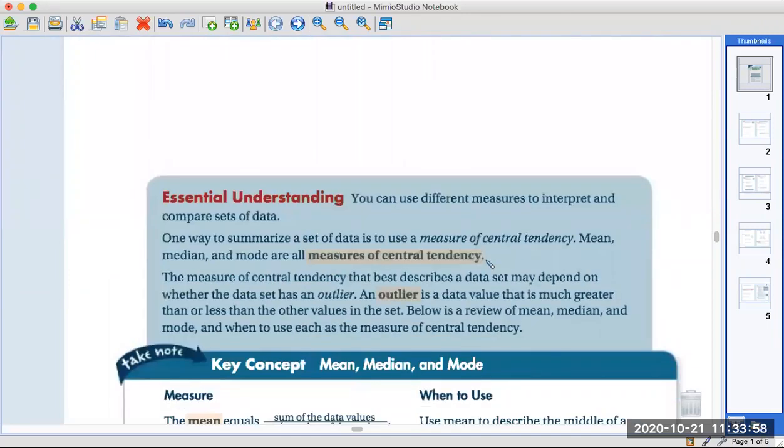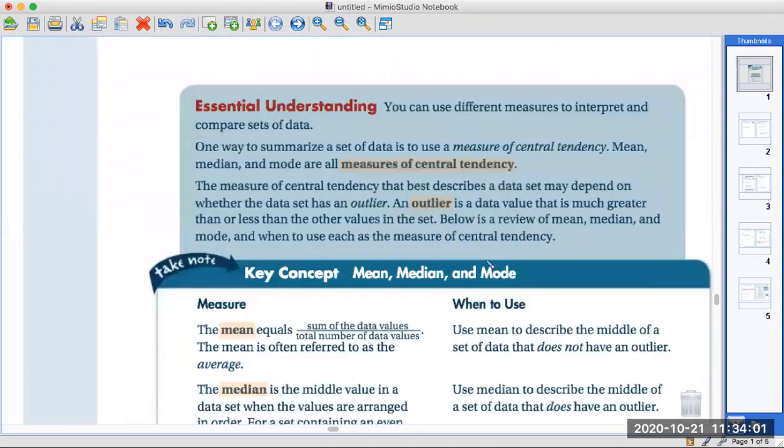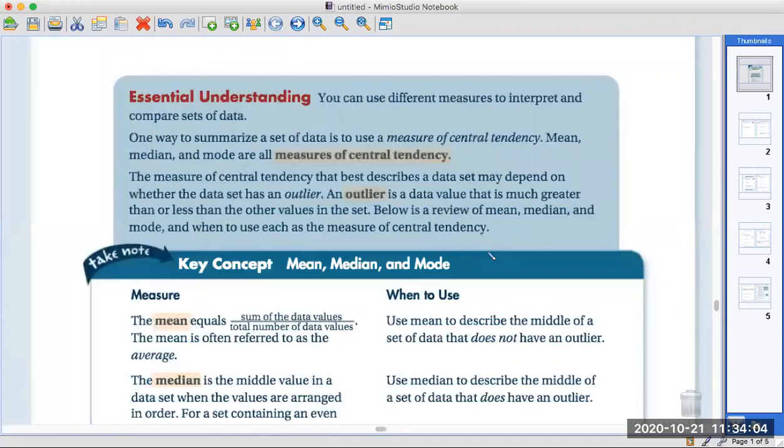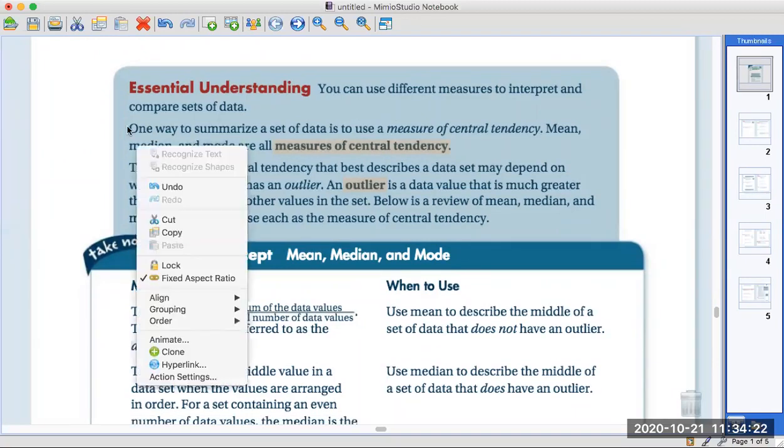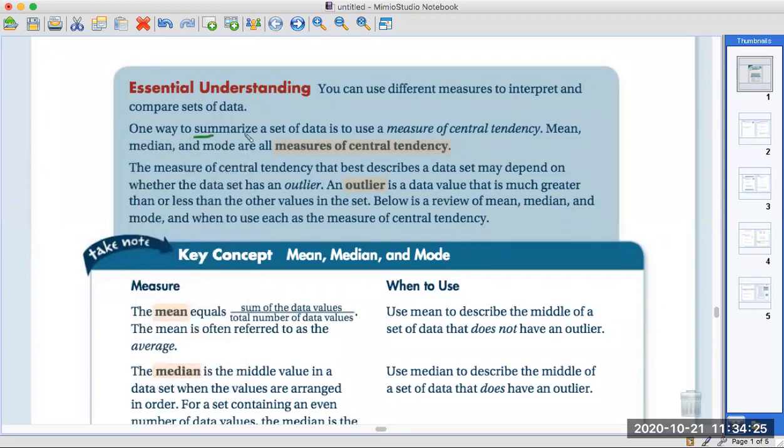And in the middle of the page, we do have some things to underline. You can use different measures to interpret and compare sets of data. So the different measures are mean, median, mode. So those are the ones. And when do you use what? This is what this box will answer. One way to summarize, so it's about summarizing a set of data, is to use a measure of central tendency. Mean, median, and mode are all measures of central tendency.